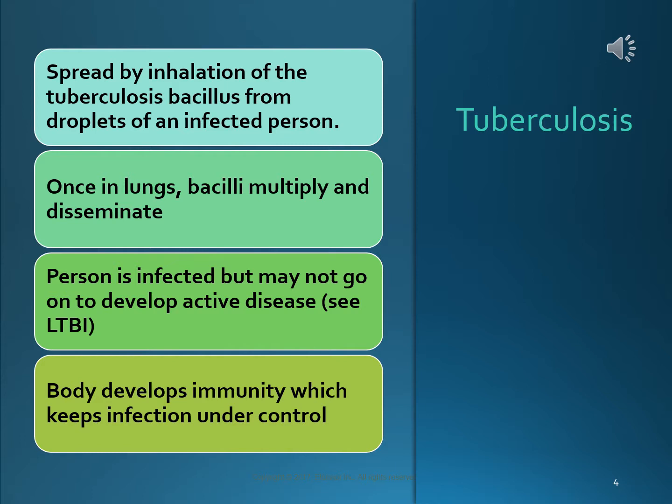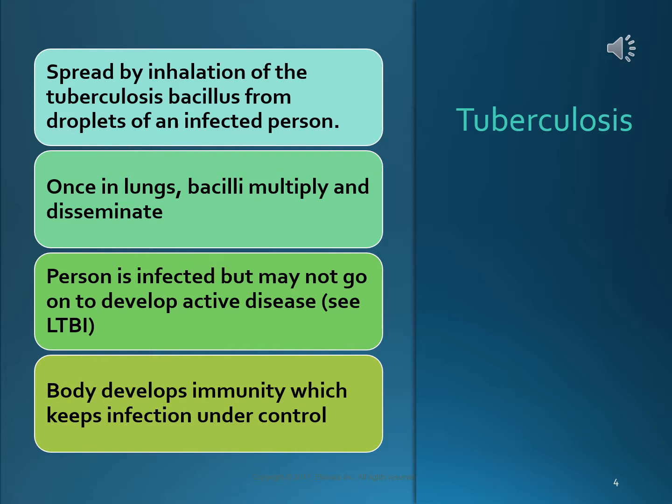The disease is spread by droplets. So it's spread by inhalation of the M. tuberculosis bacillus from droplets of an infected person. Once in the lungs, the bacilli multiply and disseminate. They move to the lymph nodes and then they move to other parts of the body.